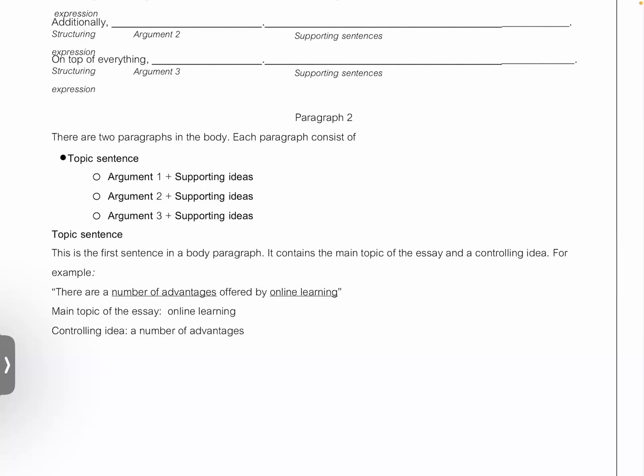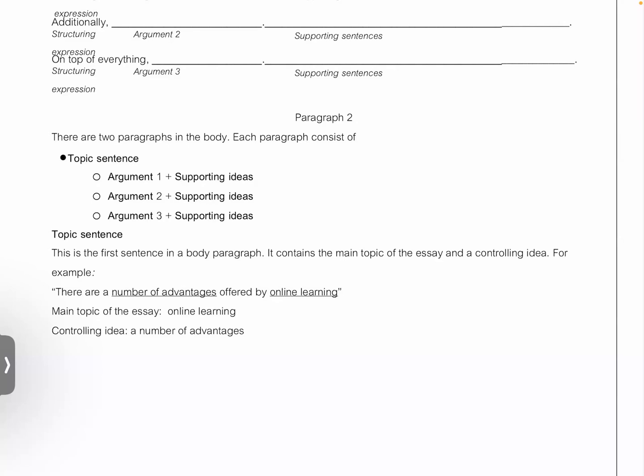One way to do it is to follow the example. So you can use there is and there are, okay? Like there are a number of advantages. So you make the idea controlling word the subject of the sentence. There are a number of advantages offered by online learning, okay? So that's one way to do it.